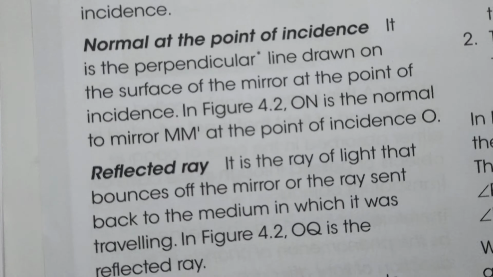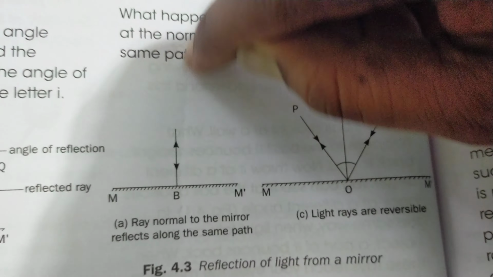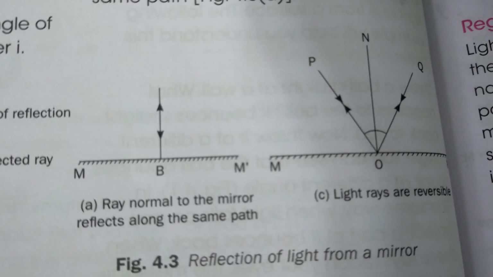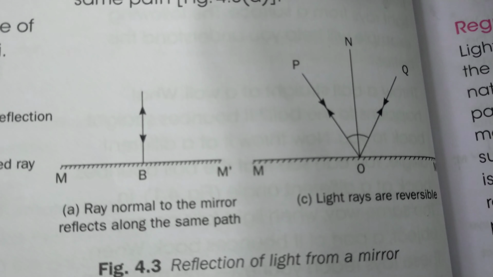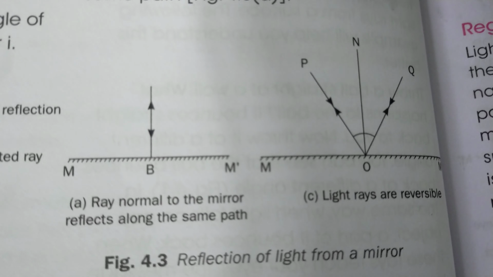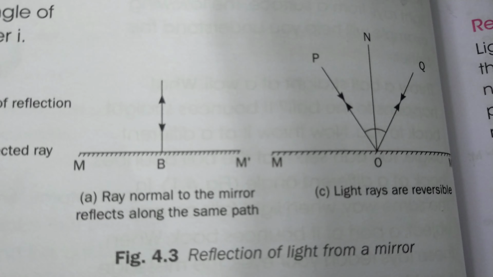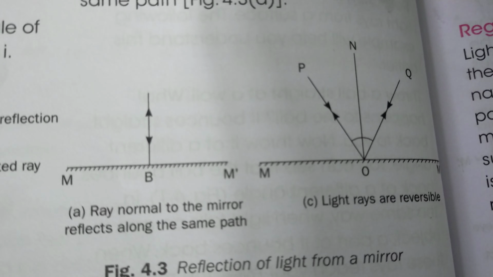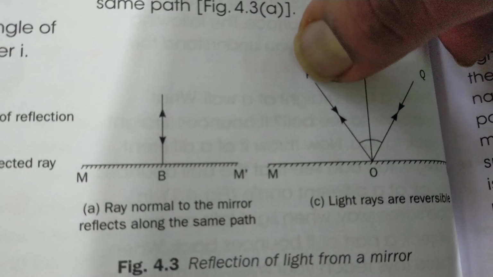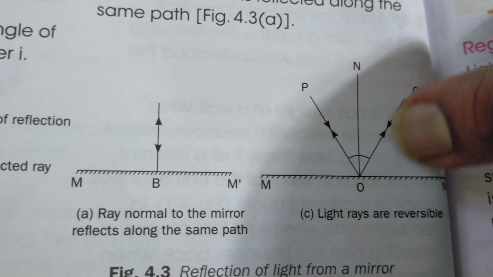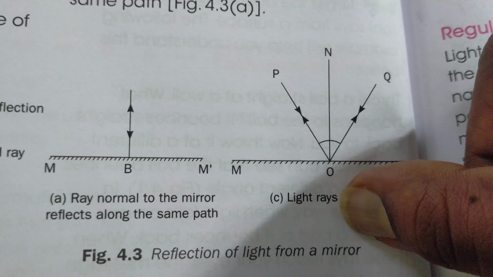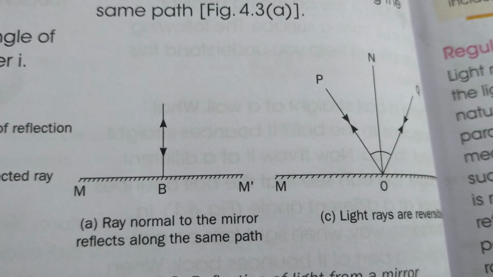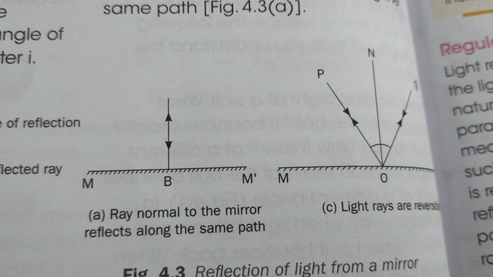If any light falls directly along the normal, then it will go straight. Below the diagram see what is written: ray normal to the mirror reflects along the same path. That means whenever light falls straight on the mirror, it also reflects back along the same path. Similarly, light rays are reversible. That means when light falls along PO, it is reflected as OQ. But if light falls along QO, then it will also reflect along OP. So they are reversible. They will travel the same path after reflection.